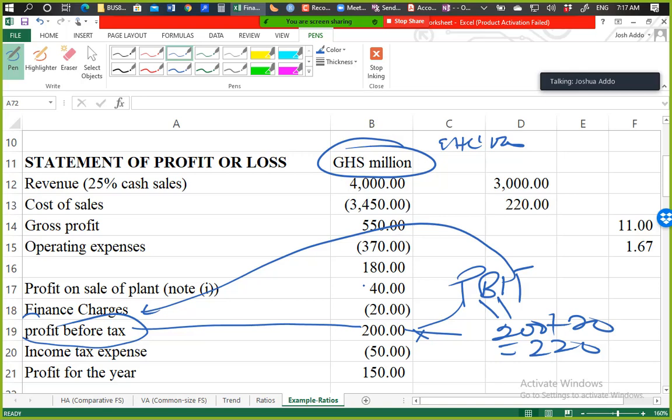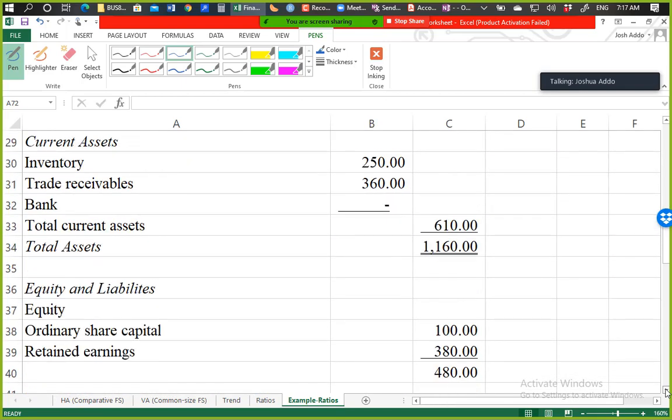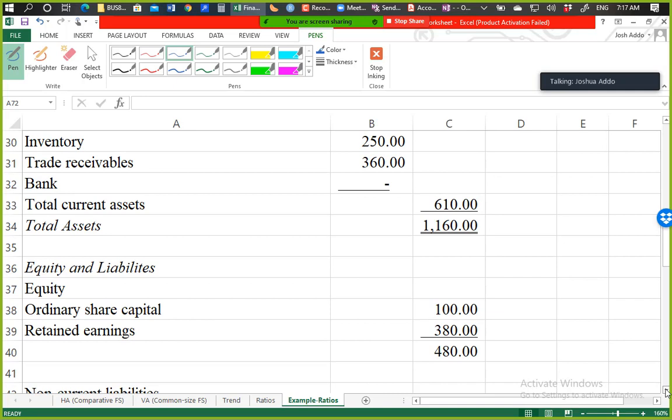Profit before interest and tax is 220 million. So we have gotten the top part of the formula. Then we need the down part. So let's go to the balance sheet. By now you should know where you will get some information. Profit is in the income statement. Issues about assets and liabilities are in the balance sheet. When we come down, this statement was not prepared in the form that lets us pick the capital employed straight from the face of the balance sheet. So we have to do some small computations.